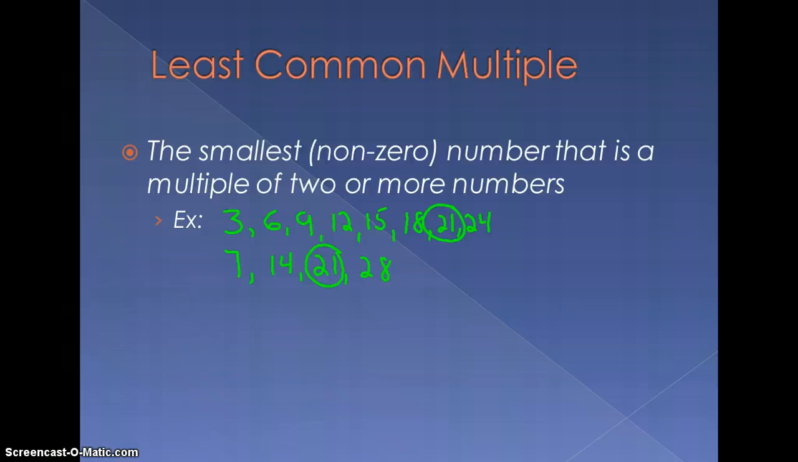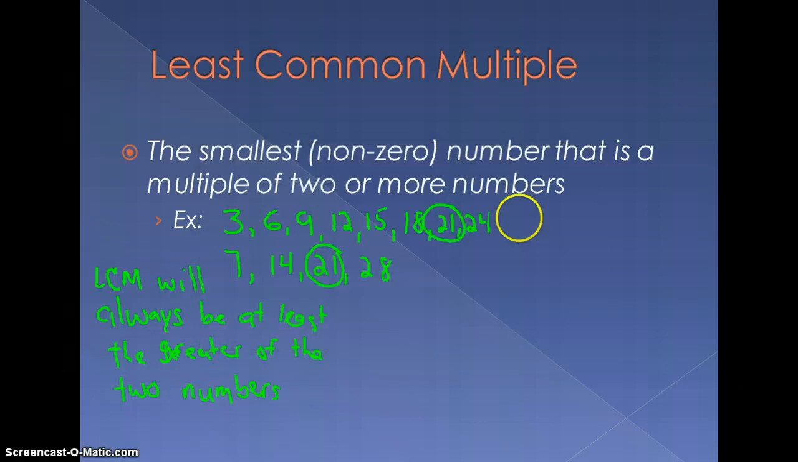Okay? The LCM will always be at least the greater of the two numbers. And I'll illustrate that here in a second. Okay, it will always be at least the greater of the two numbers. Okay? So let's go ahead and illustrate that.